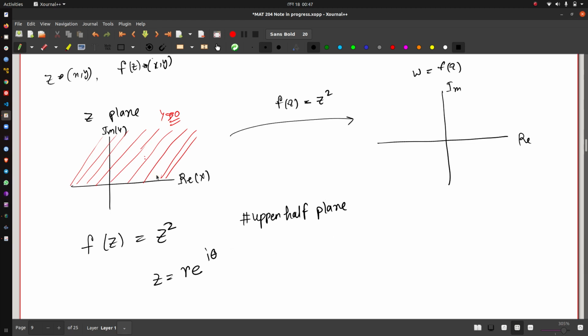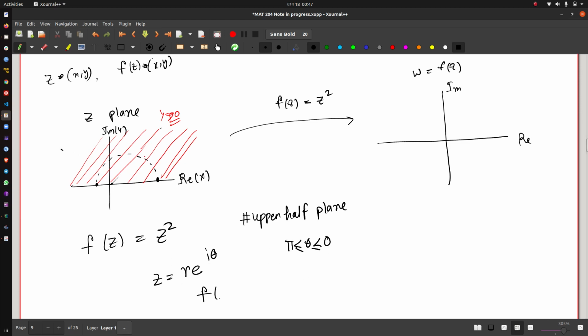Because theta can start from here and it can go all the way up to this point. It cannot cross this point because that would violate the condition of this upper half plane. So this is the restriction on theta, and r can be anything, because r is a positive number always, no matter where you take it. Okay, so that's why we're focusing on theta.